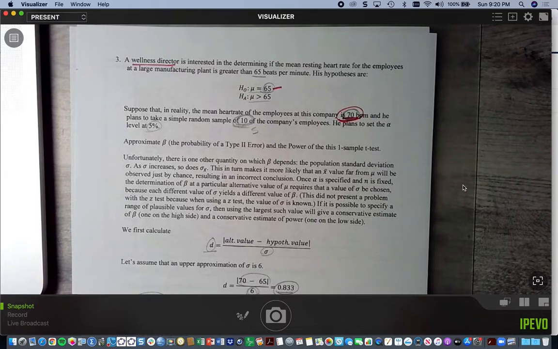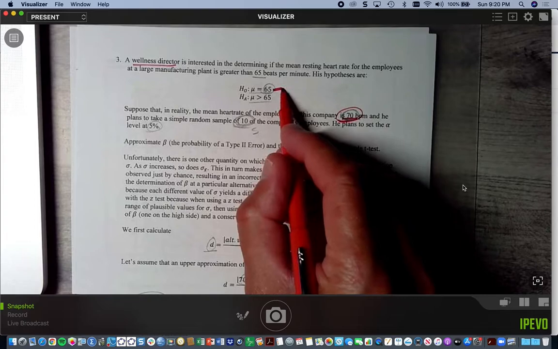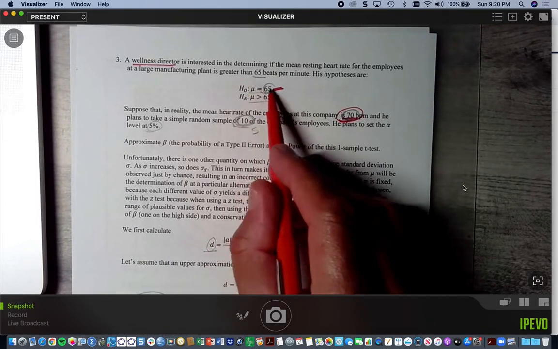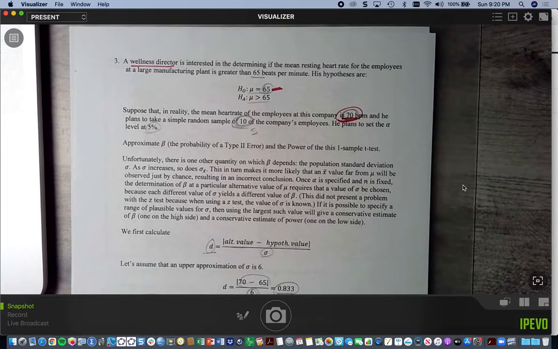Now what if this was a type 1 error? For a type 1 error, this is true: the average heart rate is 65. If we made an error, a type 1 error would be to reject that. These people are perfectly healthy, but the test indicates that they have high heart rates. So what does that mean then? This wellness director is going to put together some kind of a wellness program for these people that don't really need it. So it's kind of like wasted resources.